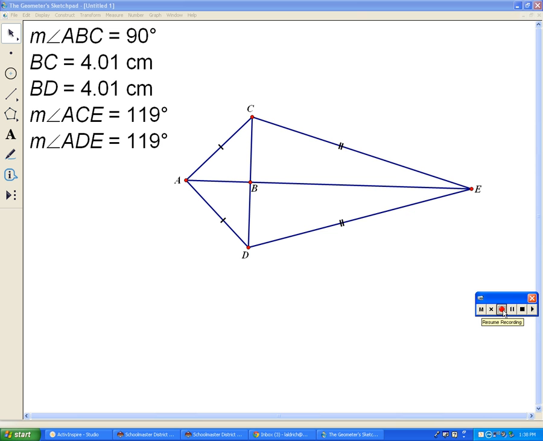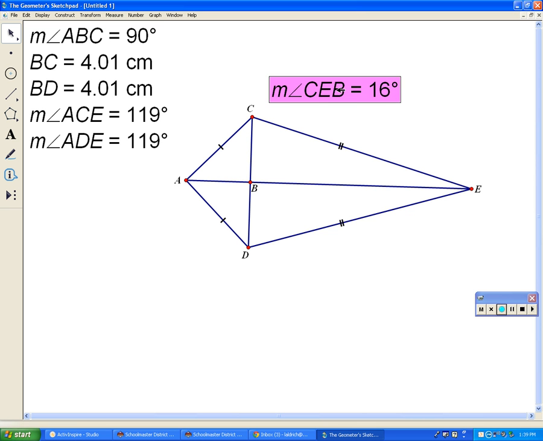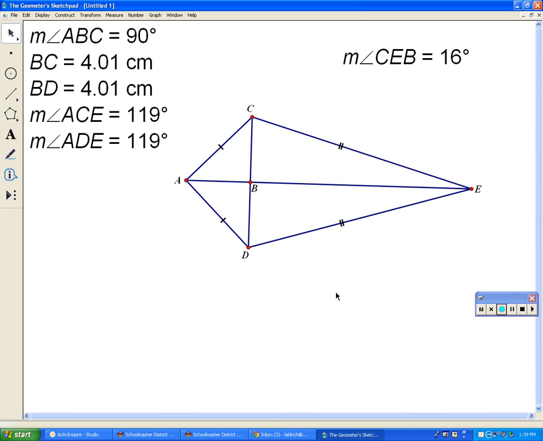Anybody got the last thing? Any ideas? Put it up again. AB is not necessarily equal to AC or BC. AD is equal to AC, yeah, but that comes from the definition of the kite, so we knew that already. What the last one involves is this angle right here. Yeah, CEB is congruent to what? Very nice. It's congruent to this angle right here.